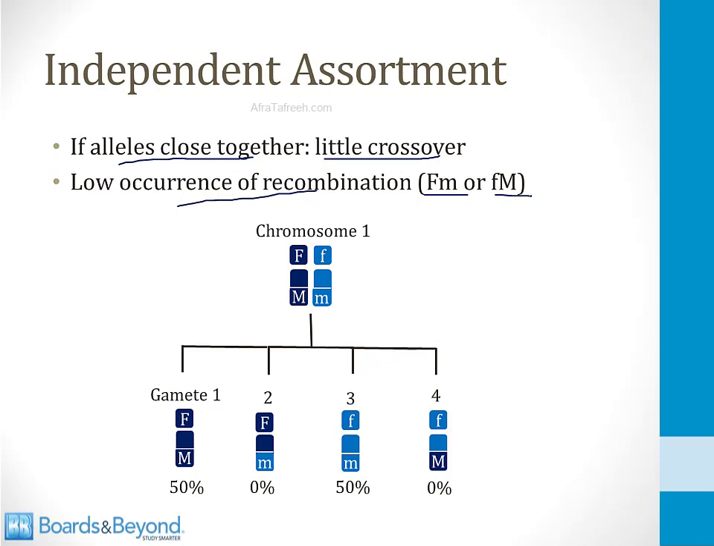If F and M genes are very, very close together on chromosome 1, you would get 50% of gametes having a capital F and a capital M, just like you had in the parent, a 50% chance of having a little f, little m, just like you had in the parent, and you would have a 0% chance of getting any of the recombinant chromosomes because no recombination is occurring because the genes are so close together on chromosome 1.